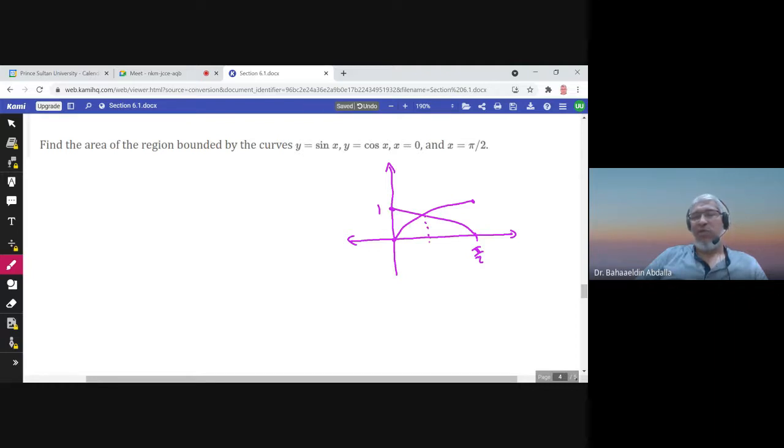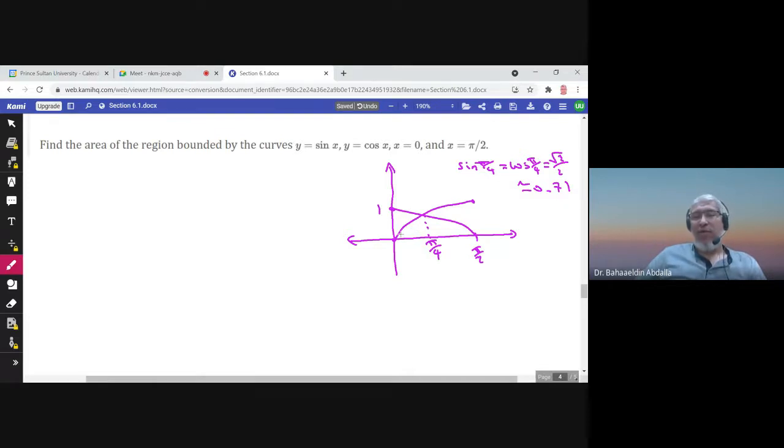This point of intersection is pi over 4. Sine pi over 4 equals cosine pi over 4 equals, if you use the calculator, square root of 2 over 2. Okay, and square root of 2 over 2 is a number between 0 and 1. It is approximately 0.71. So this is 0.71.